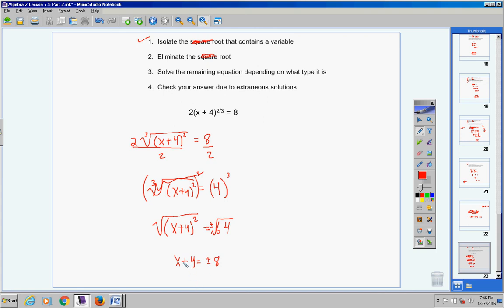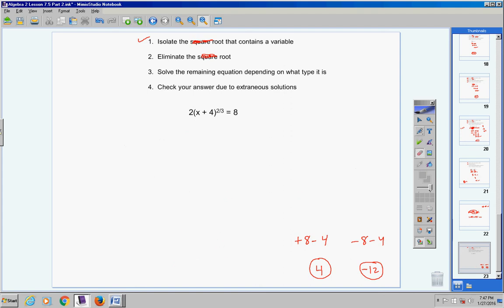Now bring your 4 over and make it a negative 4. So there's what x equals. It actually equals 2 numbers. X equals positive 8, negative 4, and x equals negative 8, negative 4. So if you simplify this, you will get 4. And if you simplify this, you'll get negative 12. Alright?